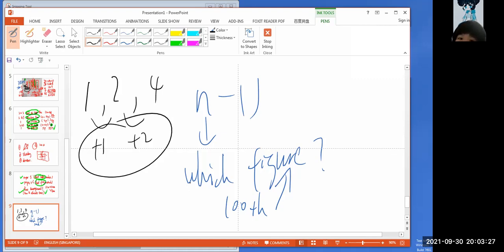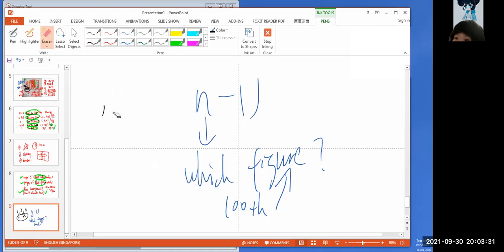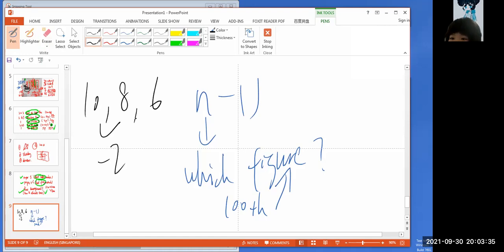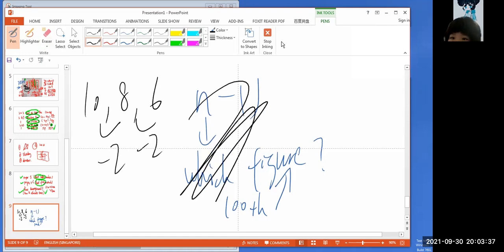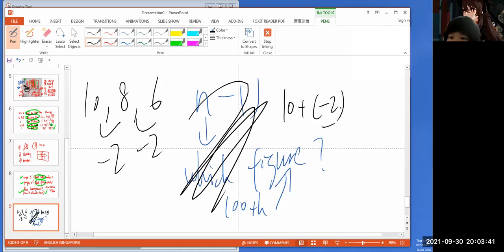By the way, this difference can be negative. So let's say you start with 10, 8, 6. So it's -2, -2. The first number is 10, and the difference will be -2. You need to key in -2 and n minus 1, then you simplify, open bracket.